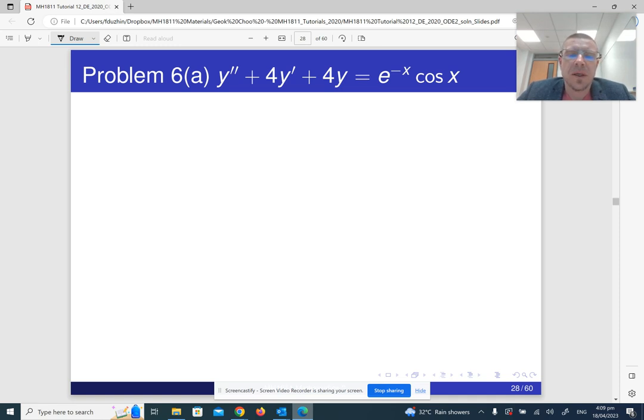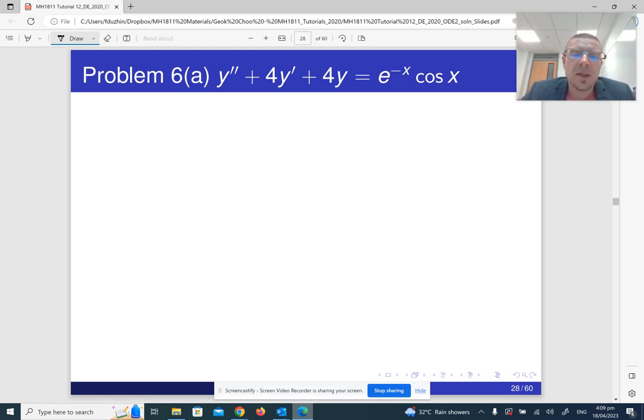Right, so here is the question. It's a second order linear non-homogeneous differential equation. If you look at the tutorial handout, you will see that we are supposed to do it using the method of undetermined coefficients. Right, so how do we do that?